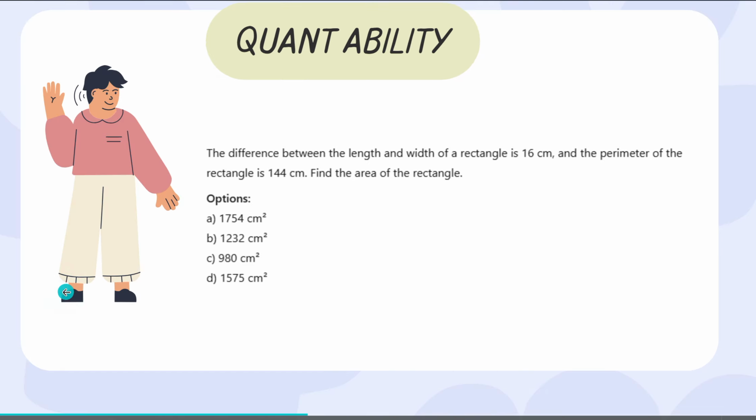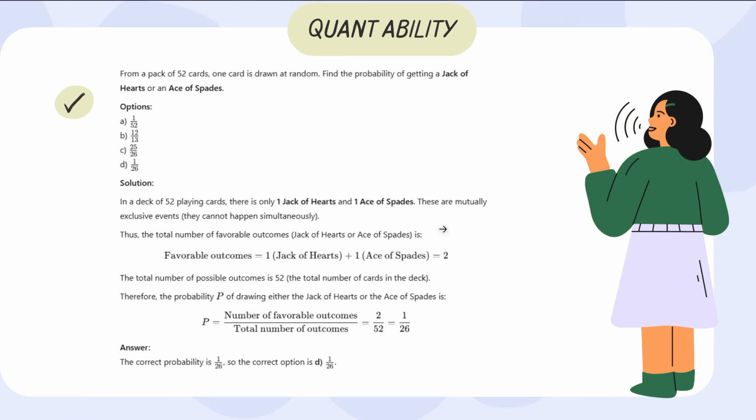Now let us dig into the other question. This is from quantitative ability. The difference between the length and width of the rectangle, so it has repeated. Okay, don't mind, do the problem.